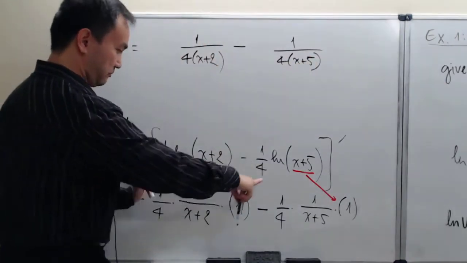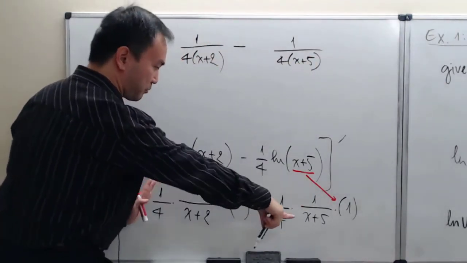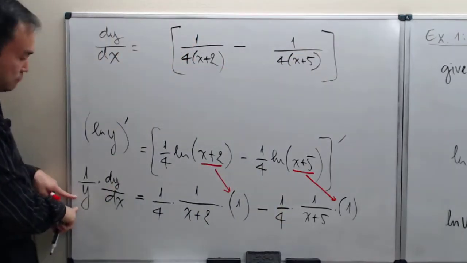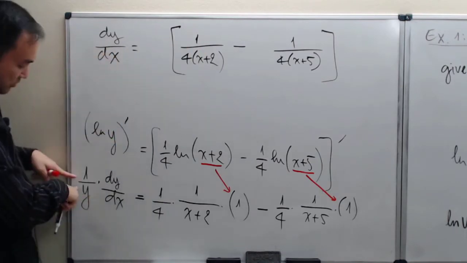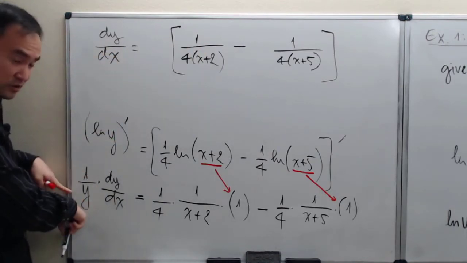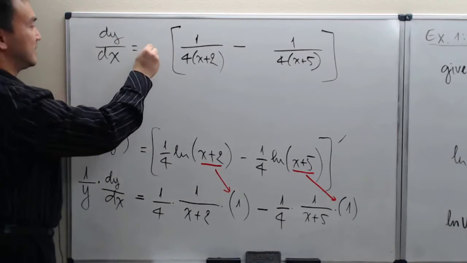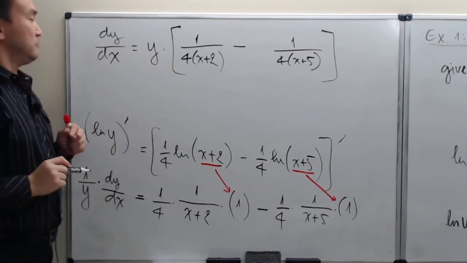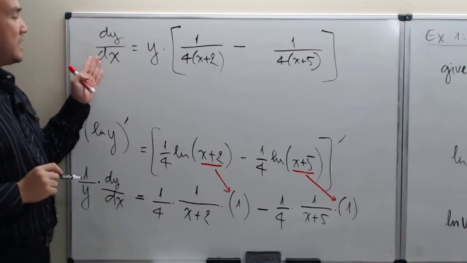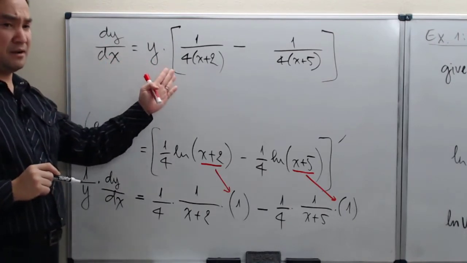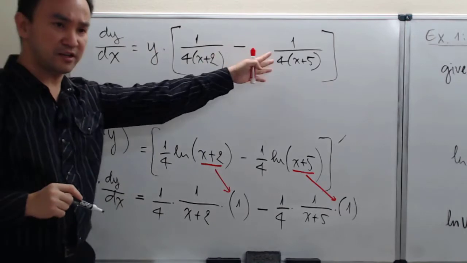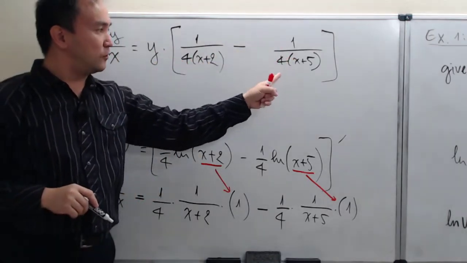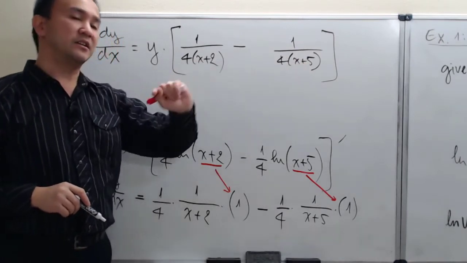Okay, so that's just everything that came straight out from our previous step. But now, as I said, in this step I also multiply the y to both sides, and so on the left-hand side, it canceled out with this y. It leaves behind a dy/dx. That other y is now multiplied to the right-hand side. So now my final derivative is dy/dx equals y times all that here, 1 over 4 times (x plus 2) minus 1 over 4 times (x plus 5) in the denominator.